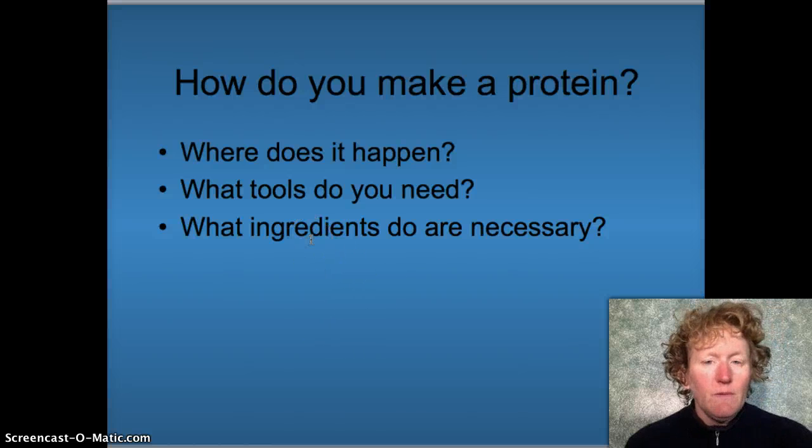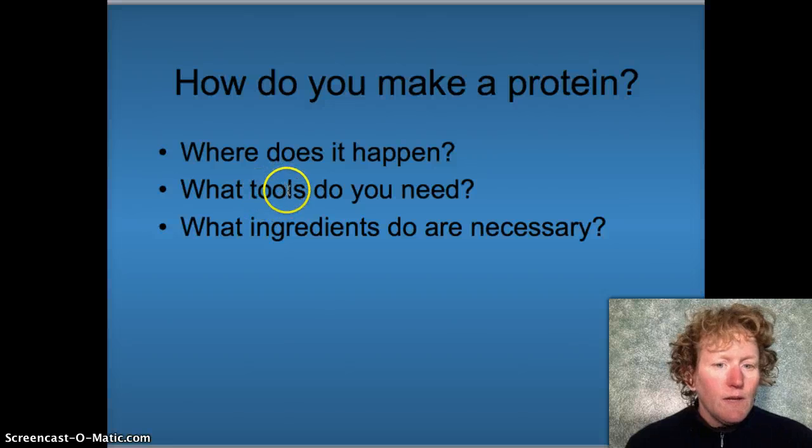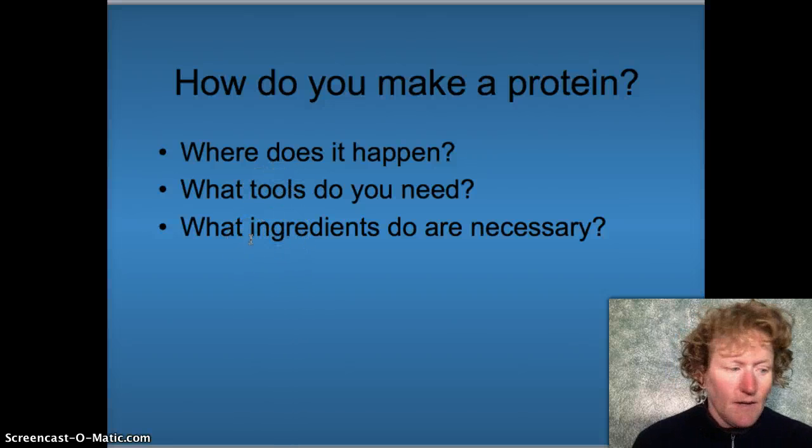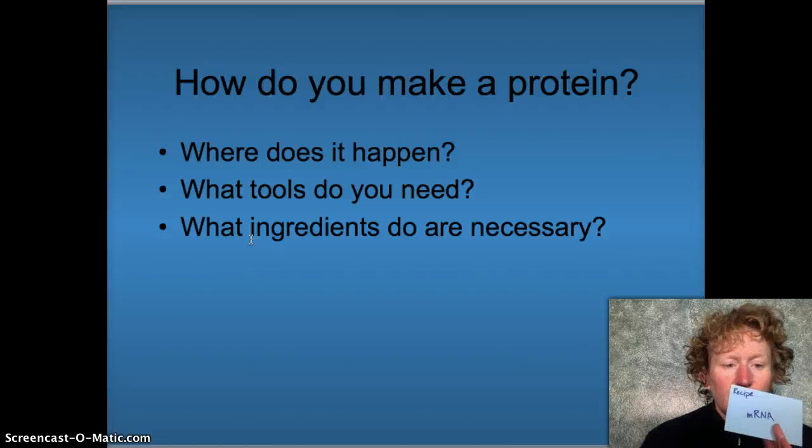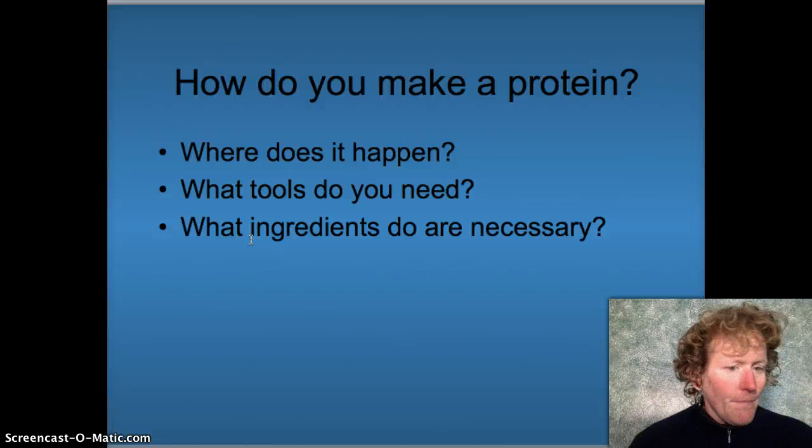How do you make a protein? Well, we need to think about where it happens, what tools you need, and what ingredients are necessary. Just like every recipe needs ingredients, a protein needs ingredients as well.